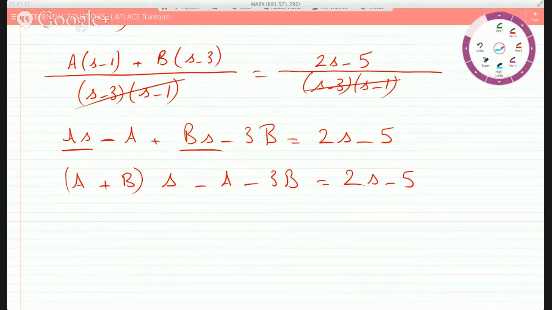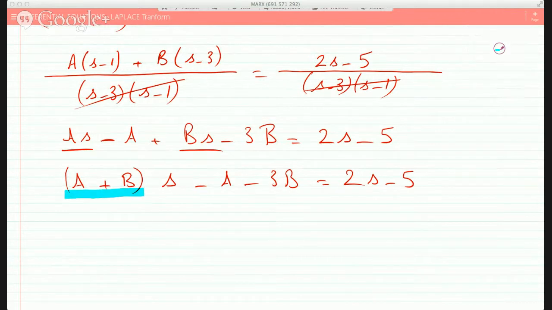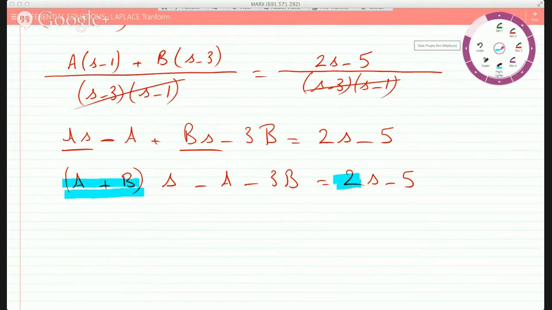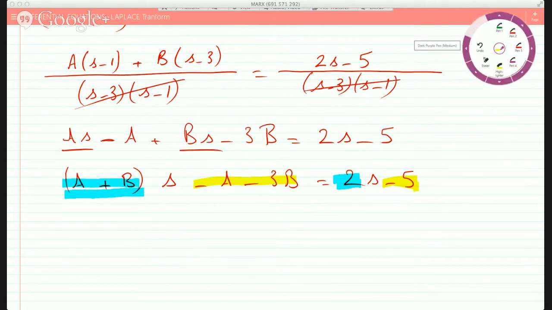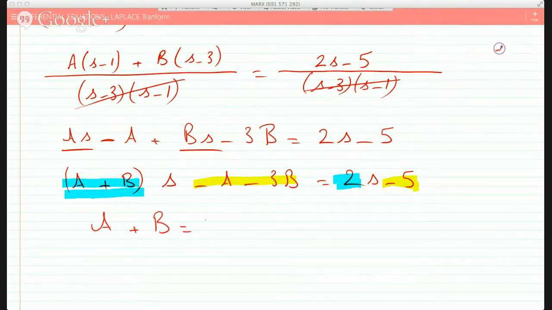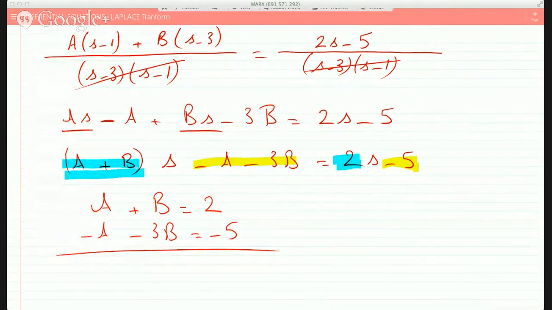Now, for those two polynomials to be equal, what multiplies the s here has to equal what multiplies the s here. And the constants have to equal the constants, which necessitates that a plus b equals 2 and minus a minus 3b equals minus 5. Right?